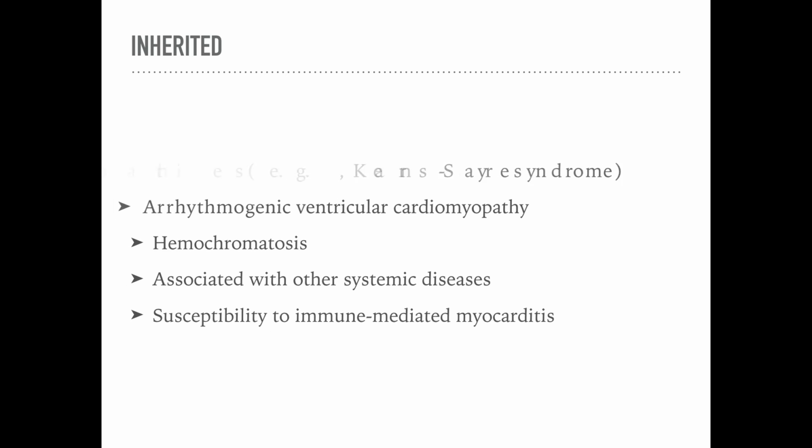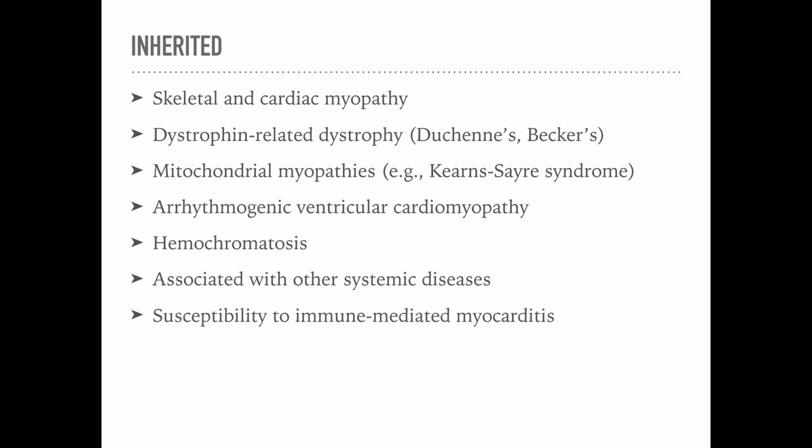Moving on to inherited causes. Muscular dystrophies are diseases due to defects in certain muscle proteins. Dystrophin-related diseases such as Duchenne or Becker's can cause DCM. Mitochondrial myopathies are also causes. Moving on to some rare causes.